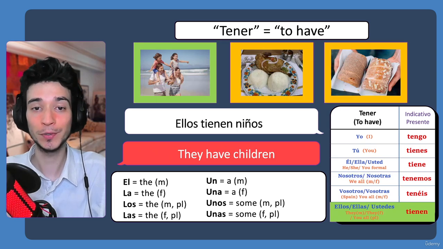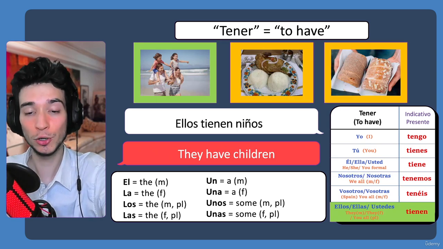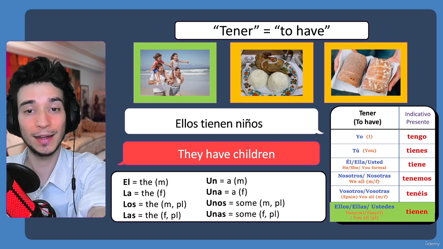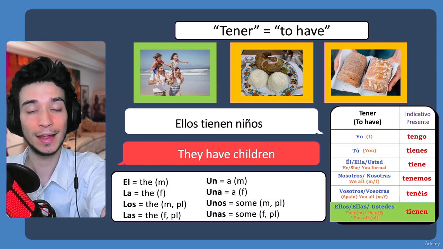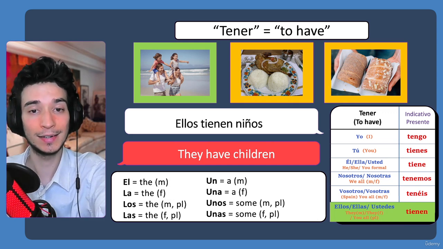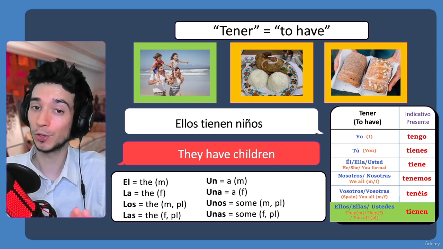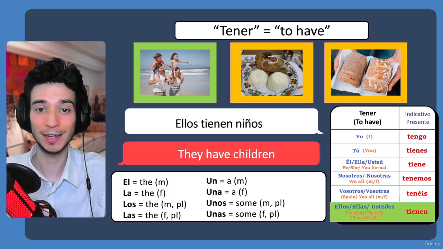And the next example. Ellos tienen niños. They have children. So simple. Ellos tienen. They have.